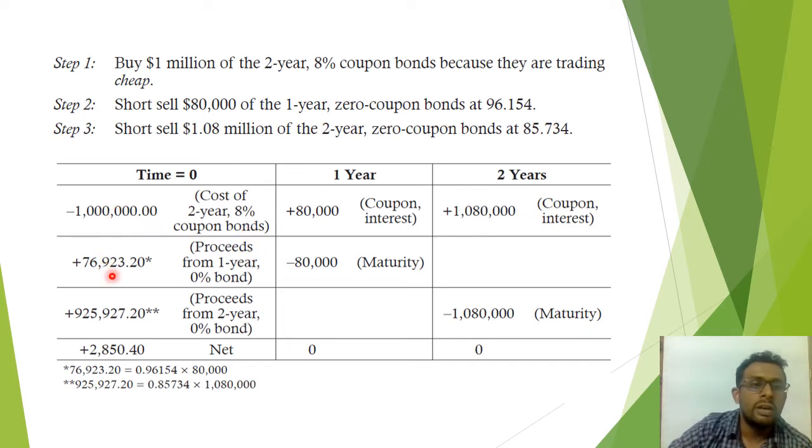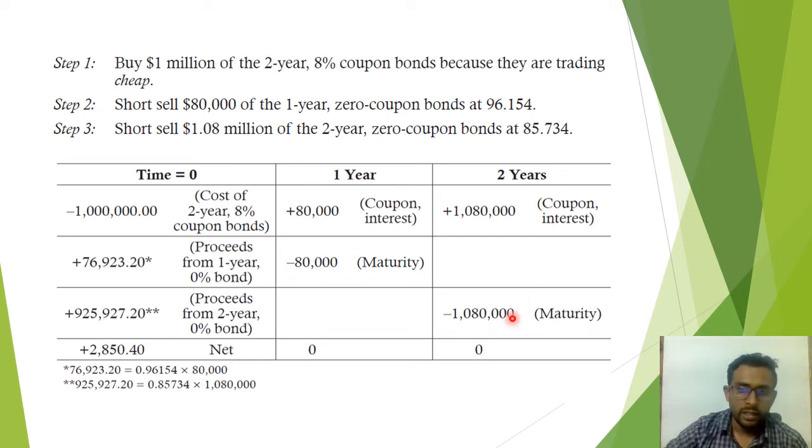So at time zero, by short selling our 80,000 of zero coupon bonds at 96.154, we'll be receiving 76,923.20 that we have found out using our discount factors. And we'll be losing 80,000 at year one because we'll have to sell it back to that person. So we'll have to give the money. So here we'll have to pay 925,927.20 at the year beginning. We'll get that from that person because we are short selling that. And at the end of year two, we'll have to give 10,80,000.